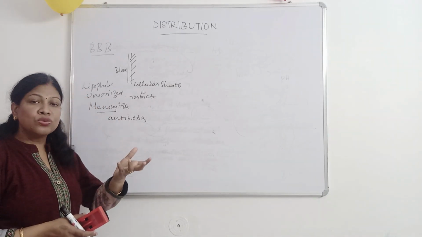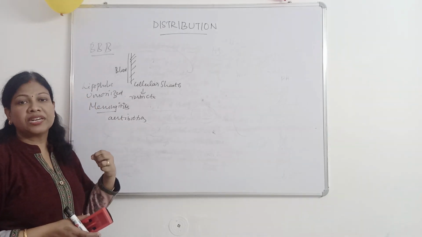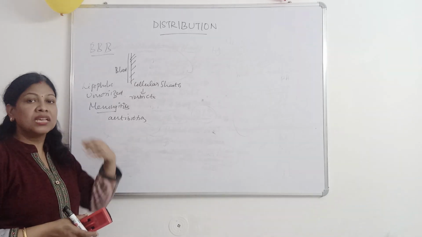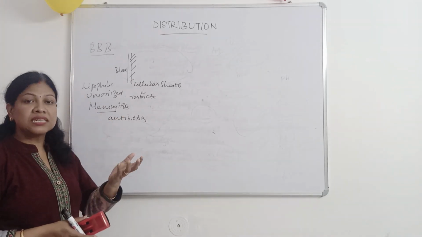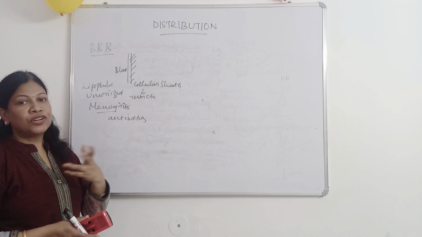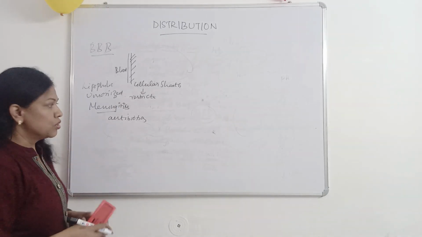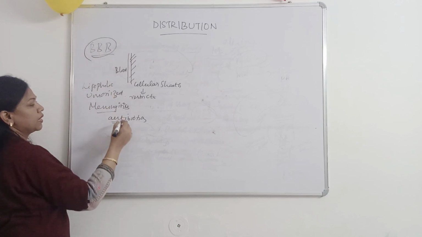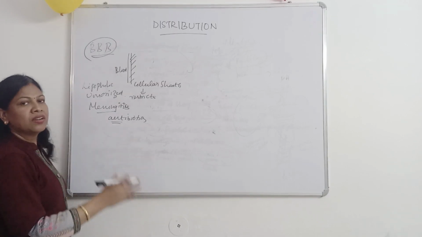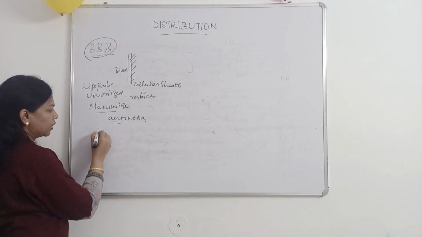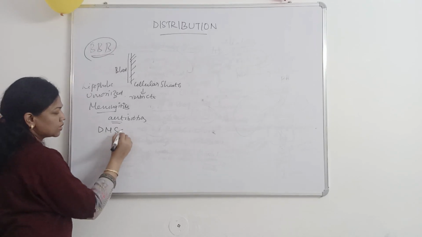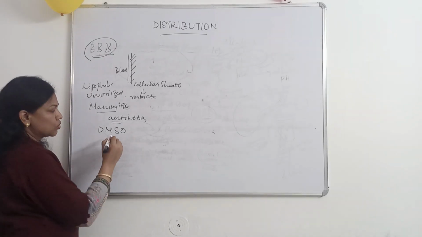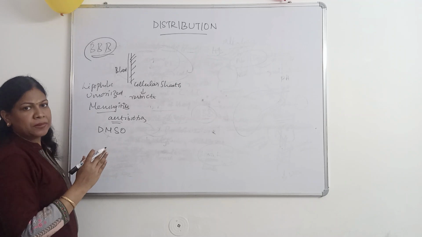Now, what is the use of these anti-inflammatories or antibiotics if they don't enter into the brain? They will not show any action. So, in that case, what do we have to do? We have to disrupt this barrier. We have to break this barrier. Now, how can we break this barrier? Either use dimethyl sulfoxide, a solvent used to break this barrier.